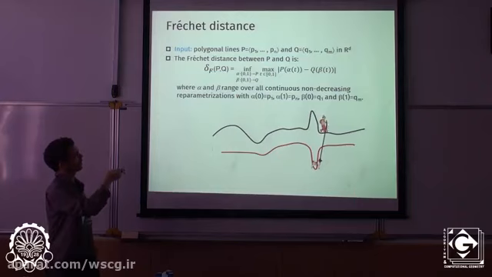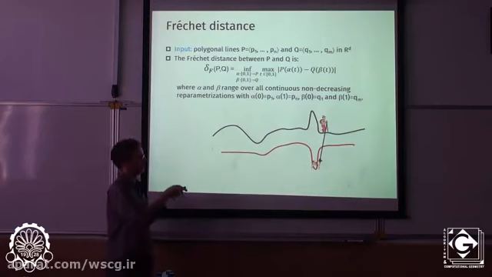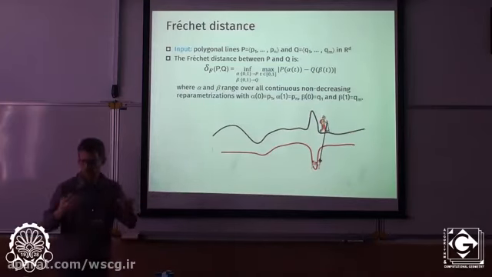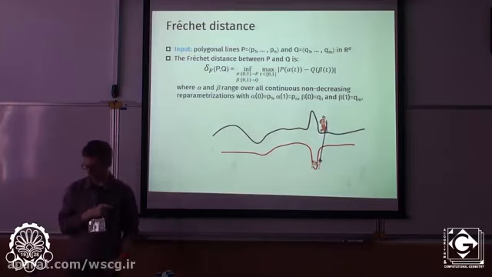So we take the infimum over all of these, and for each of those we look at the maximum distance between the two resulting reparameterized curves. For the pair that I showed to you, the maximum distance occurred here. Now I look at all ways how man and dog could go, and I take the one that gives me the shortest leash length.